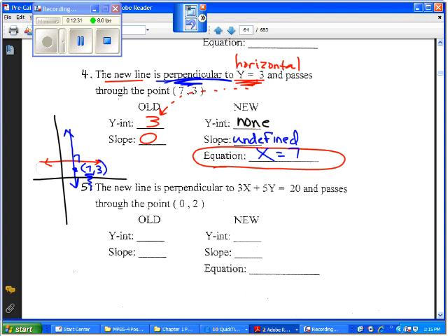Now let's talk about this inverse reciprocal thing. Perpendicular lines have inverse reciprocal slopes.